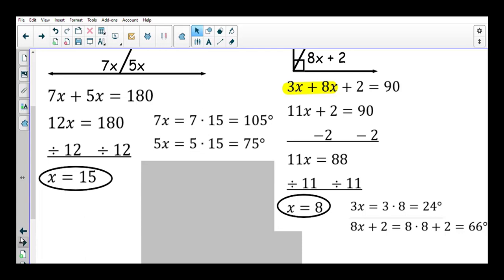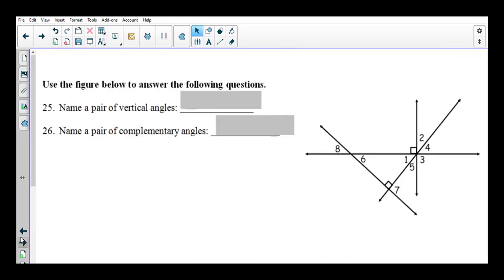All right, so our last page here, let's take a look at numbers 25 and 26. Use the figure below to answer the following questions. So I added this a few years ago based on some questions that are on your test. So it says to name a pair of vertical angles. We've got several. I'm going to list one of them. 1 and 4 is going to be a pair of vertical angles.